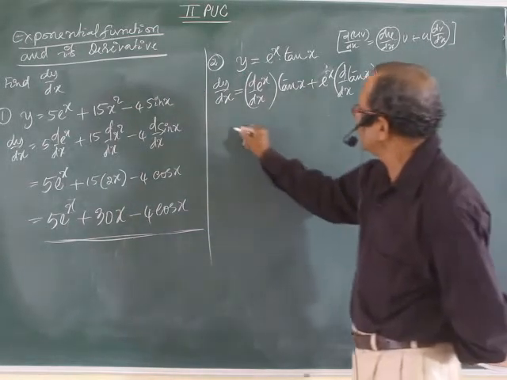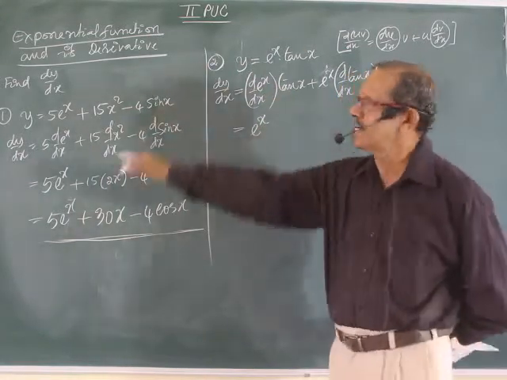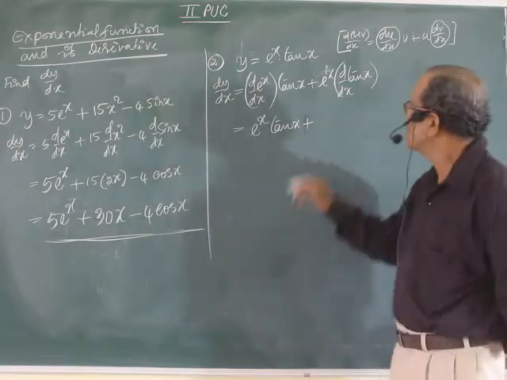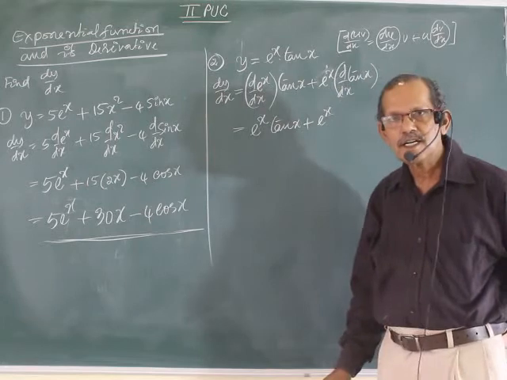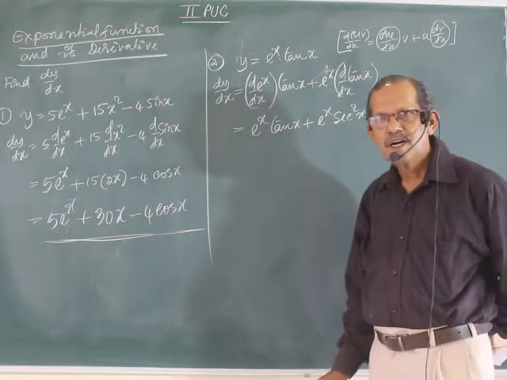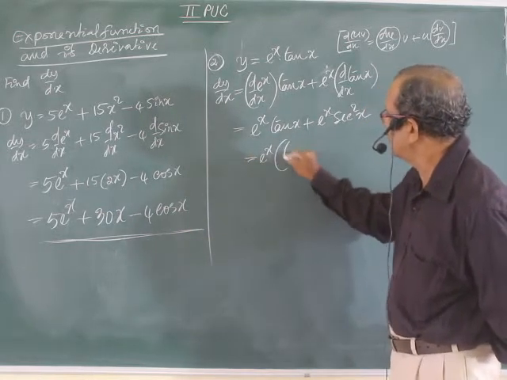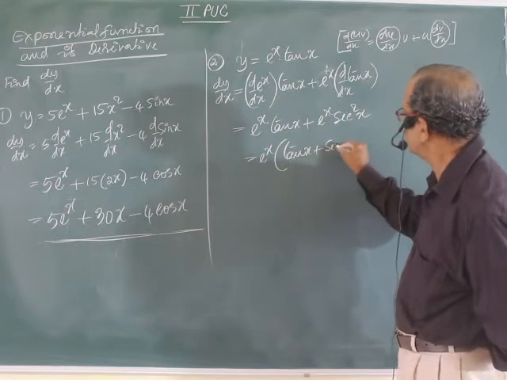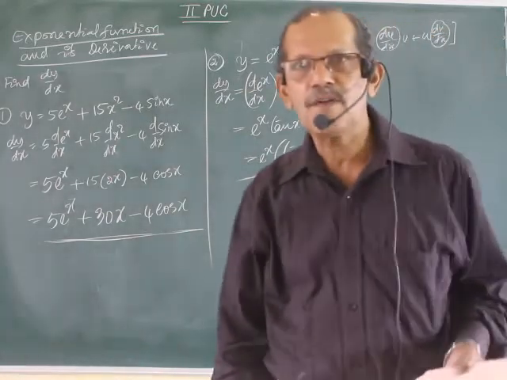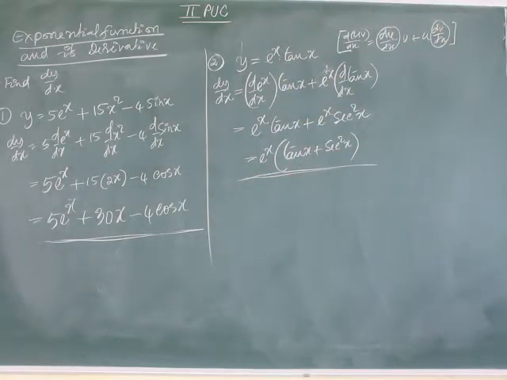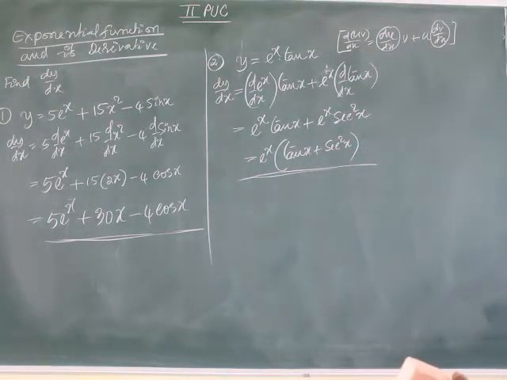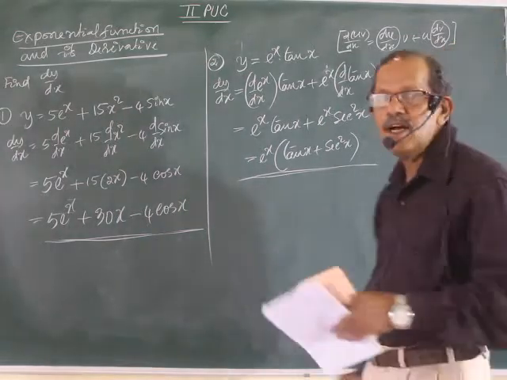Now, the answer is e to the power x times the derivative of tan x, plus tan x times the derivative of e to the power x, which is e to the power x itself. That gives e to the power x secant square x plus e to the power x tan x. Remove e to the power x outside: e to the power x (tan x plus secant square x). Yes. This is the derivative of the product of two functions in which one of the functions is e to the power x, the exponential function.